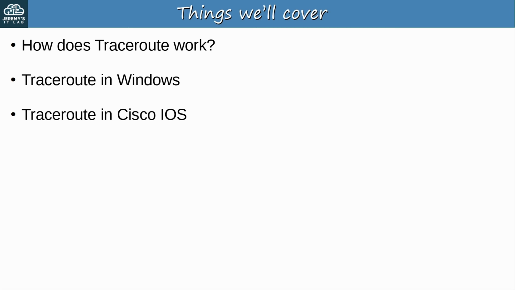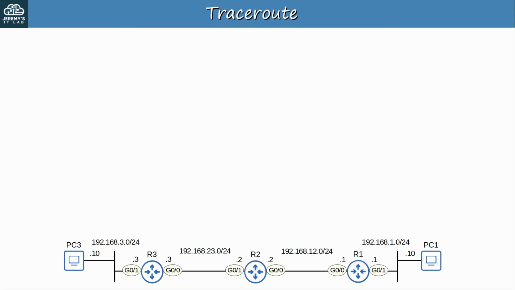Here's what we'll cover. First, I'll introduce what Traceroute is and how it works. Then, we'll look at Traceroute on two different platforms, Windows and Cisco IOS. They work a bit differently. Finally, I'll explain a limitation of Traceroute, because although it is useful, it's not always a perfect tool. Let's get started by looking at Traceroute in general.